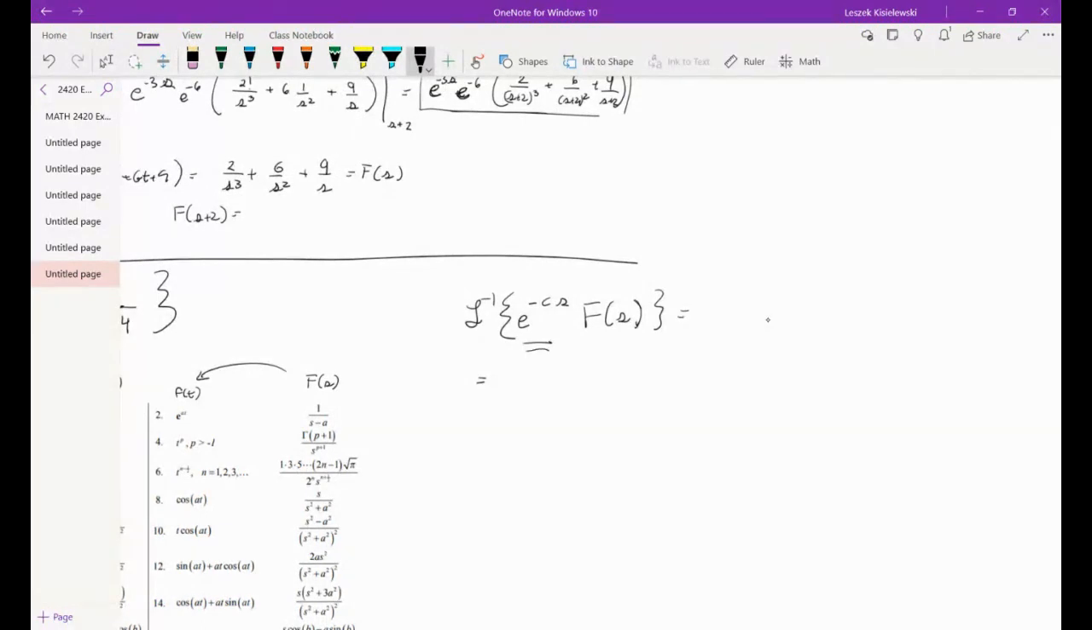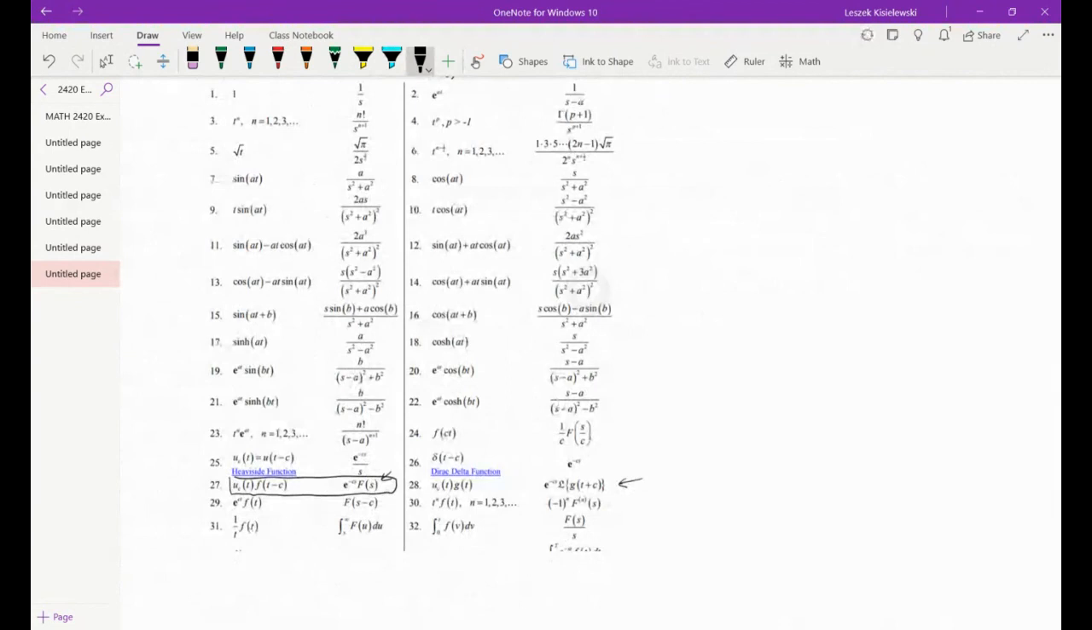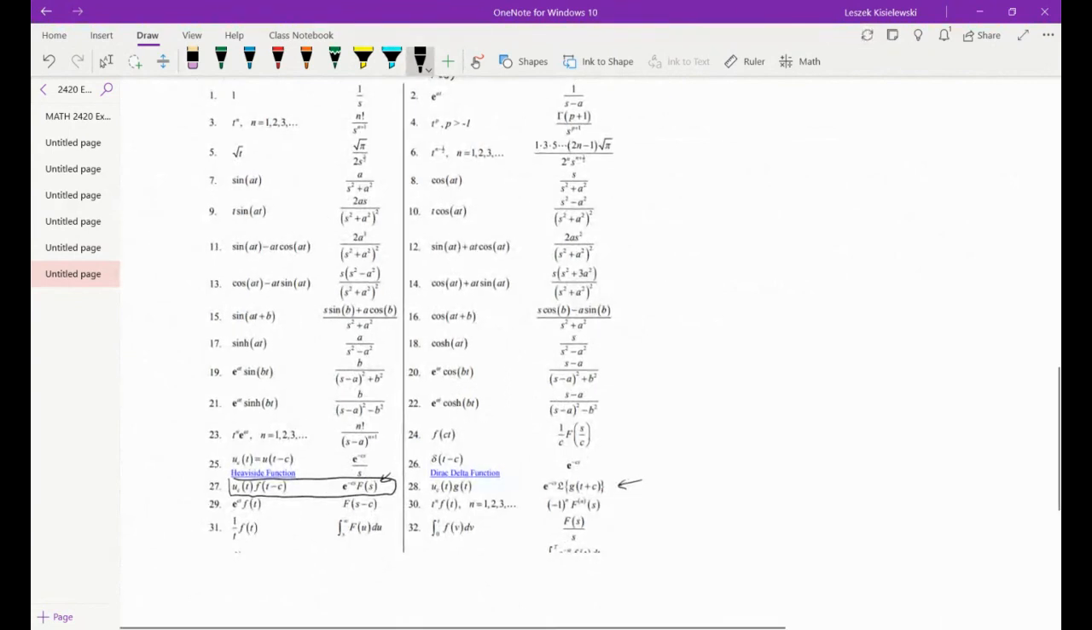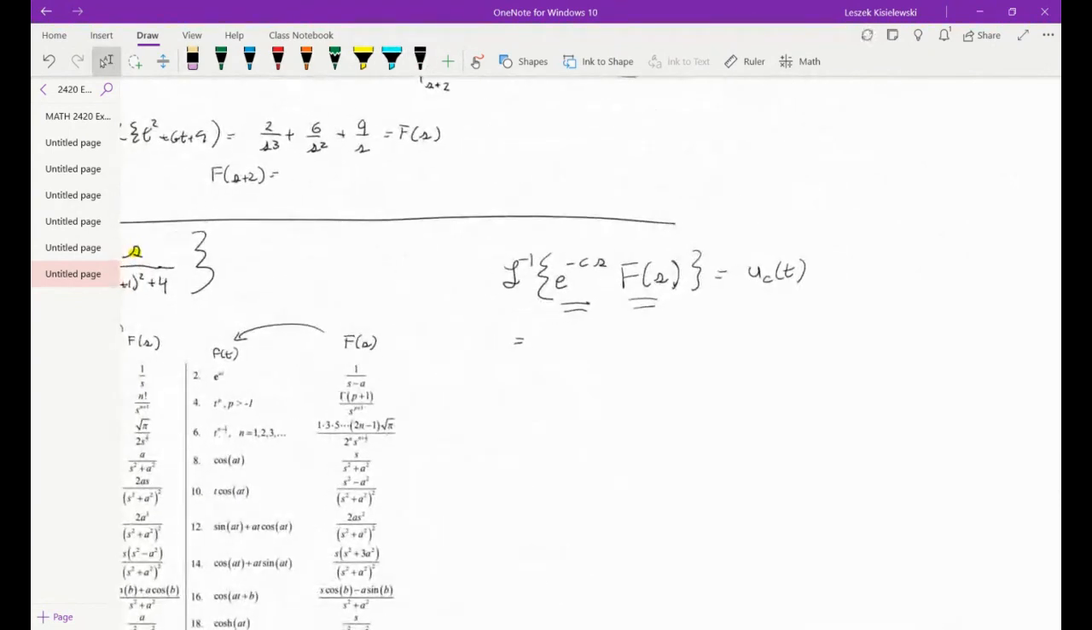So this is going to turn it into a step function in the time domain. And this we're just going to find the inverse Laplace of, but then replace t with t minus c. So you're going to get f of t minus c, where f of t is just the inverse Laplace of F of s. So let's just put that into practice.